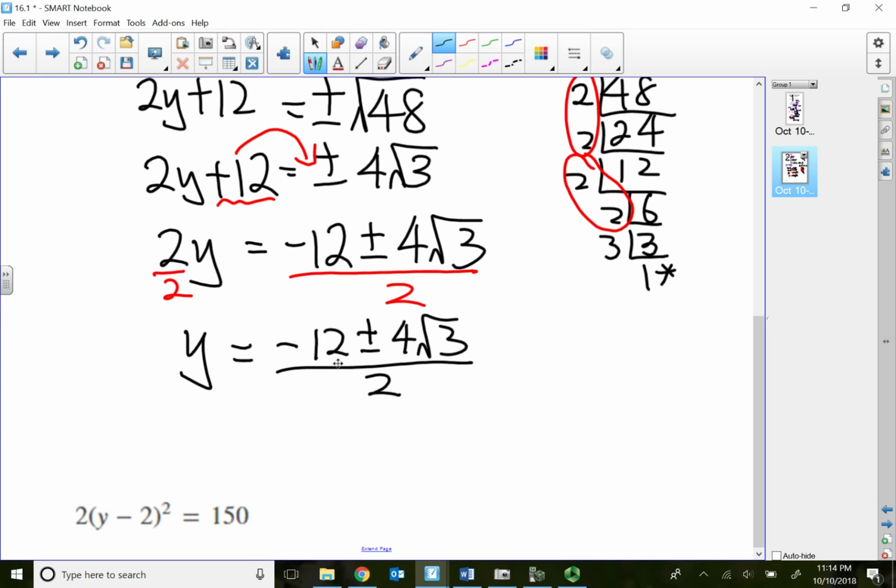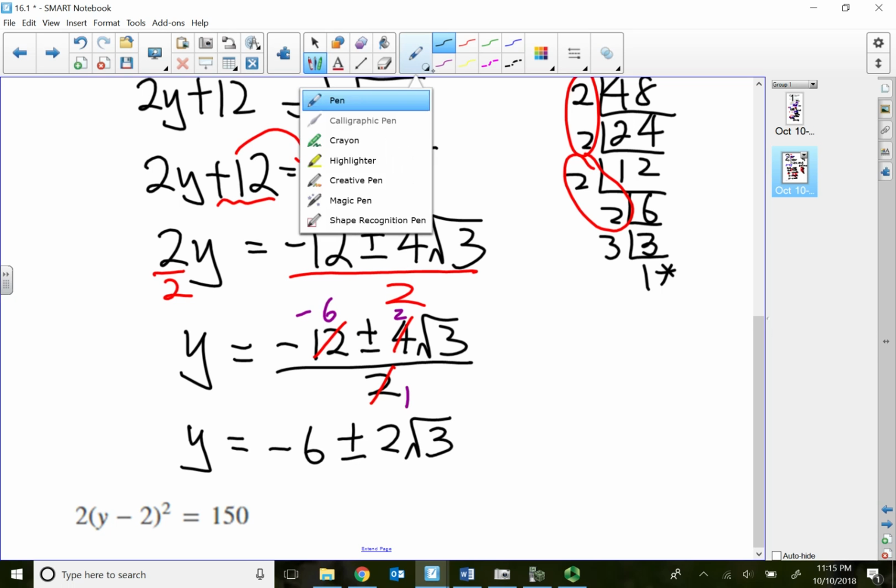The only time you are simplifying a fraction that looks like this is when all the numbers outside the radical can be reduced. So since negative 12, the 4 and the 2 can all be reduced by 2, that will give me negative 6 up here, 2 right here where the 4 was, 1 down here. So my answer now is simplified into negative 6 plus minus 2 times square root of 3 over 1.